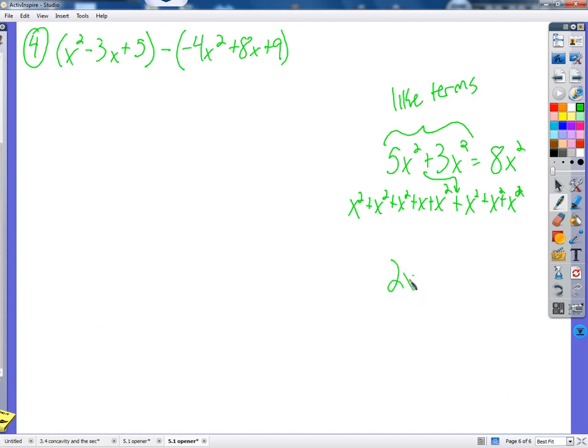Can we add 2x plus 5x to the third? No, we can't. So here we have x plus x plus x to the third plus x to the third plus x to the third plus x to the third plus x to the third. Now we'd like to say there's 8 somethings, right? We don't have 8 groups of any one thing.